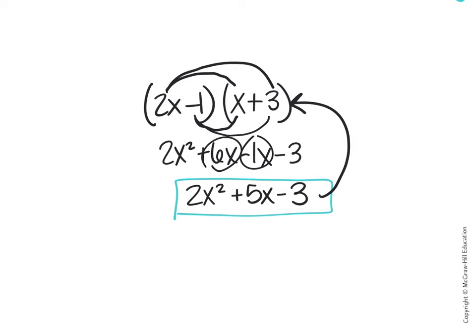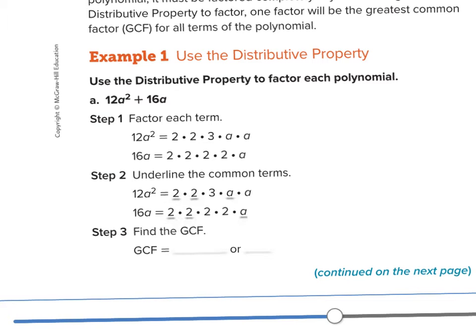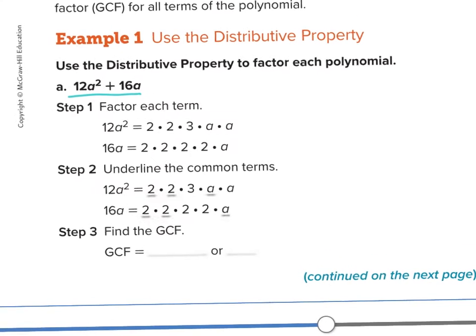Okay, so now our questions for factoring will start with this, and we're going to work backwards to find what these two binomials were. It can be more than a binomial, but typically it's two binomials. All right, so if you're looking at our first example here, we're going to start off simple on these, so it gives us two terms, 12a squared plus 16a.